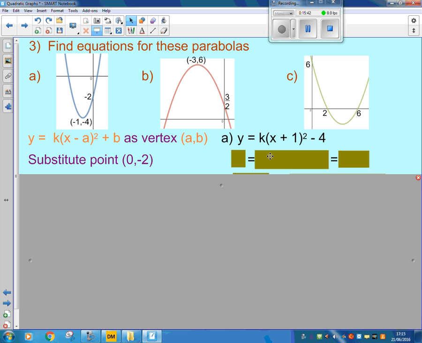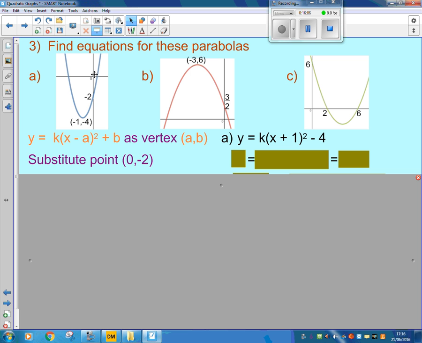Now, let's see if we can find the k by substituting in this point. If I didn't have any k there, and I put in x as 0, do you see that what you get is 1 squared, which is 1, take away 4 is minus 3, but it's not meant to be minus 3, so k is not going to be equal to 1.